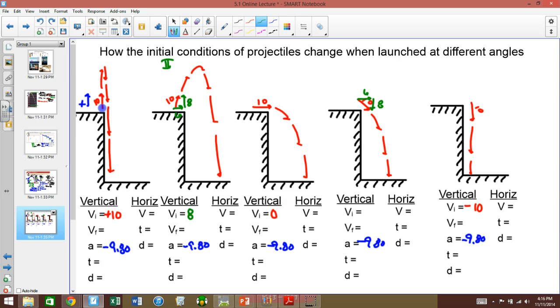In case 3 or 4 over here, it's going to be negative 8. The horizontal is going to be 6, just like the horizontal over here is also going to be 6. In my first case, case 1, there is no horizontal velocity given to it at the very beginning. It's only moving up and it's only moving down. Just like over in case 5, the horizontal is also 0.